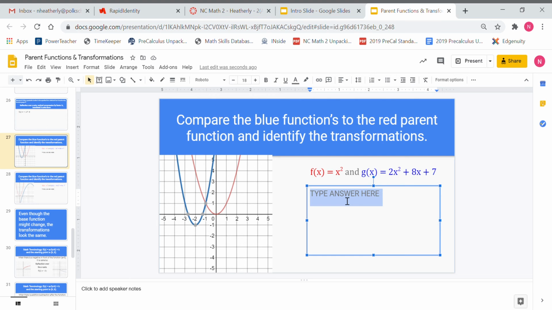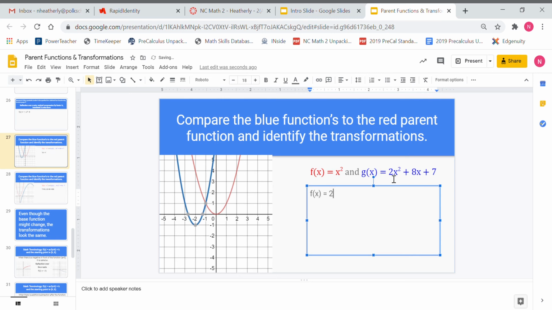And so then we've got to figure out, well, we see that there's a vertical stretch because it's getting skinnier, but we don't really know how to figure that out just by looking at the graph. Well, good thing we've got the function here. The a value from ax squared plus bx plus c, that a value of 2 is going to be the same a value when we write it out in the other notation.